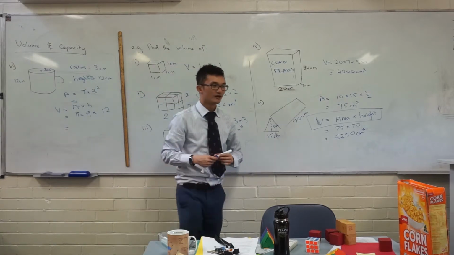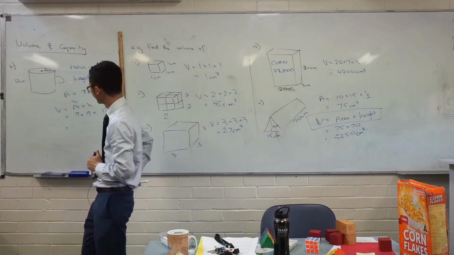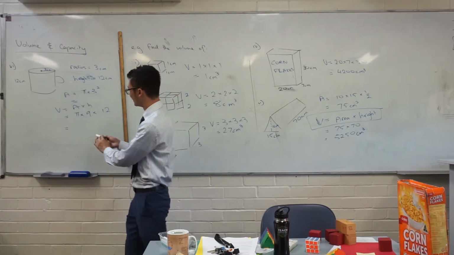Okay. Yen, can you put that in your calculator for me? Pi times 9 times 12. Wait, how'd you get 9? 3 squared. Yeah, if you want to write that, I'll leave it as 3 squared.